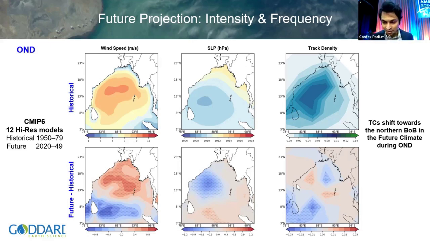And if you look at the track density, it similarly indicates that the number of tropical cyclones is also projected to shift toward the northern Bay of Bengal, sort of northwest. But the intensity definitely shifts toward the northern Bay of Bengal.